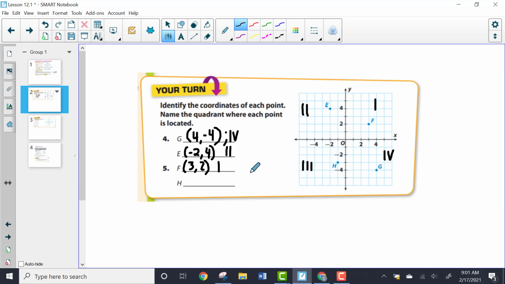Now what I would like for you to do is work on number H all by yourself. You can pause the video, work through this problem, and when you press play, I will have the answer for you. So I would like for you to pause the video now.